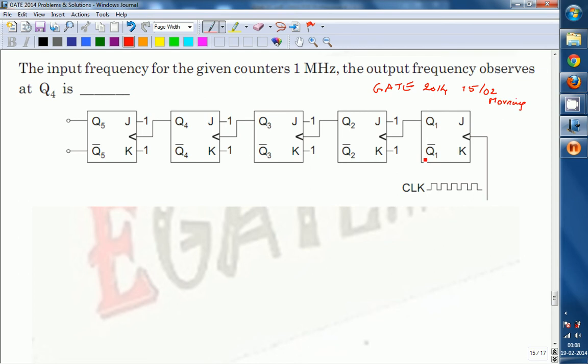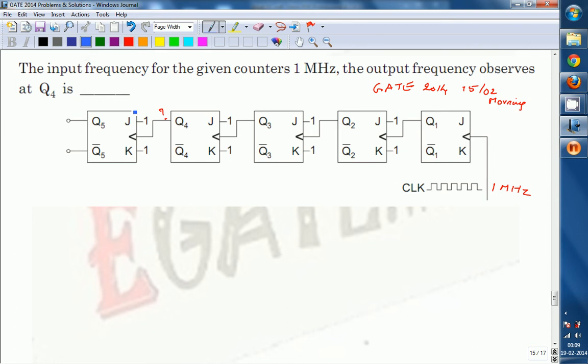So here this is related to digital electronics, and the given input frequency for the counter is 1 MHz. So the clock frequency is given as 1 MHz. That is for the Q1 flip-flop, the input frequency is given as 1 MHz. Then the output frequency observed at Q4 is what we are going to calculate.